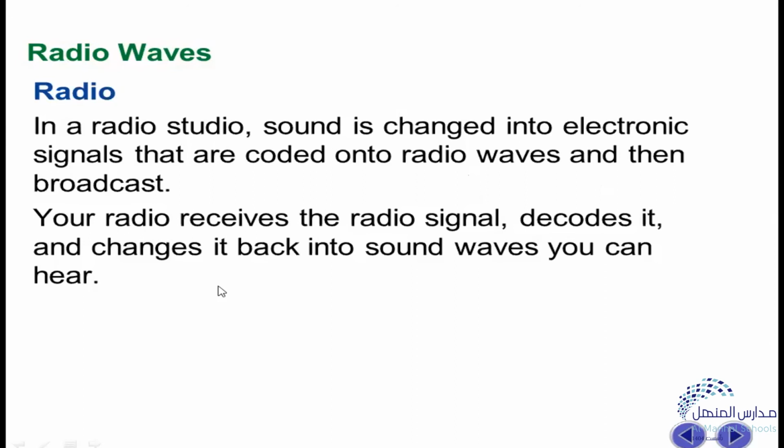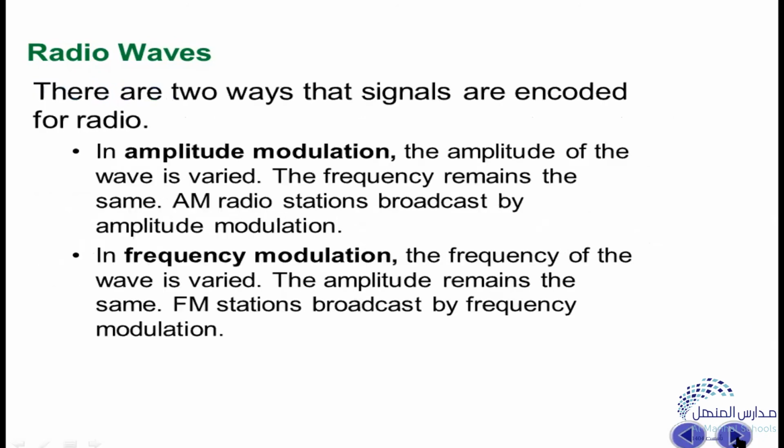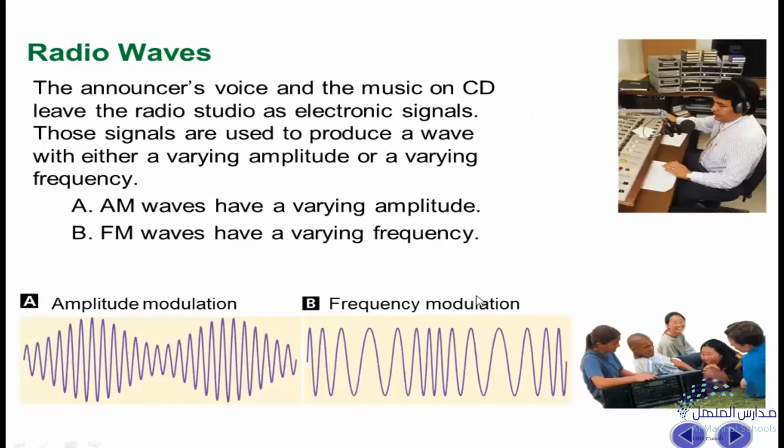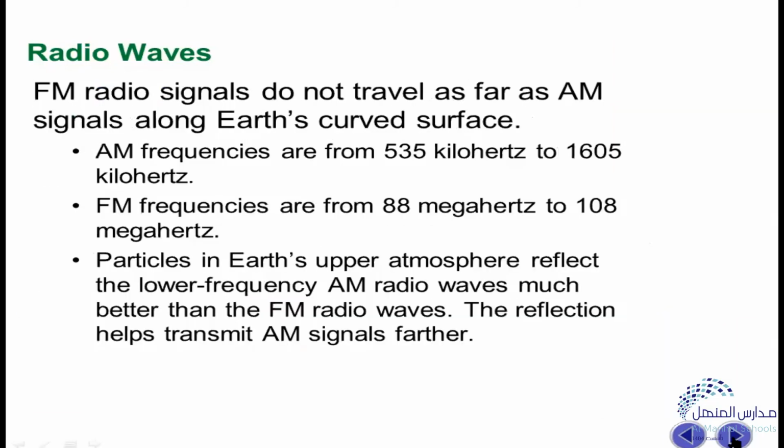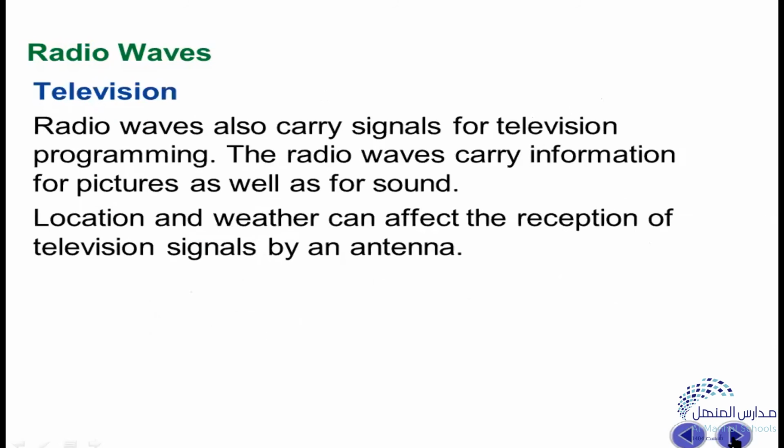In a radio studio, sound is changed into electromagnetic signals. These are coded into radio waves and then broadcast. Your radio receives these radio signals, decodes them, and changes them back into sound waves you can hear. Also radio waves: there are two ways that signals are encoded on radio, amplitude modulation or frequency modulation. Now we see this is how radio is working. Radio also uses the radio waves used in television.